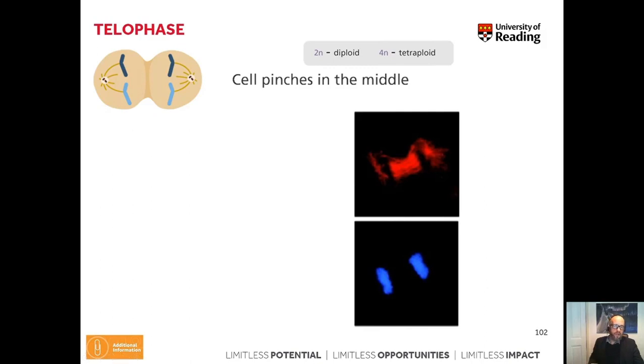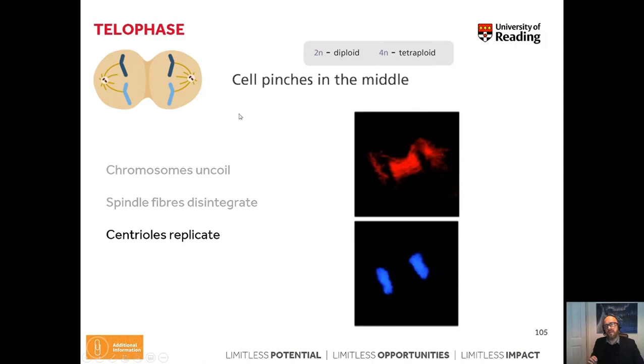In the telophase, the cell pinches in the middle, and you can somehow recognize it in the staining from the lab experiment. The chromosomes uncoil, spindle fibers disintegrate, centrioles replicate, because each of the daughter cells needs to have a full set of them, and a new nuclear membrane forms.